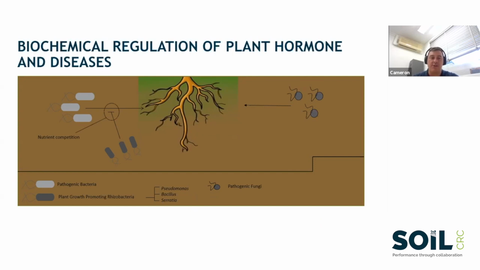PGPR are very good at outcompeting pathogenic bacteria. They tend to be more efficient in taking in soil nutrients. Then you've got your AMF.